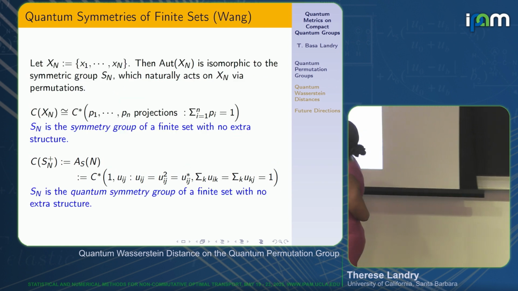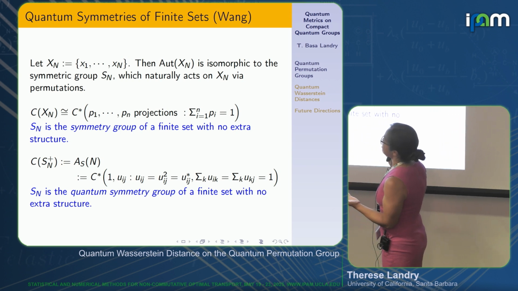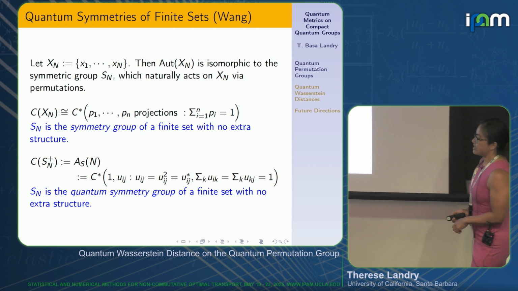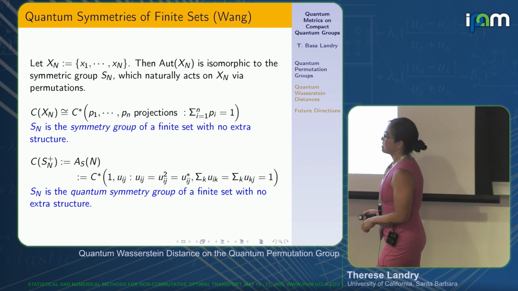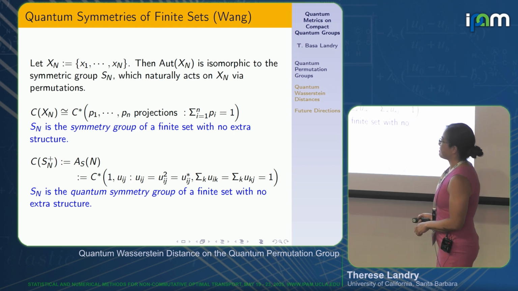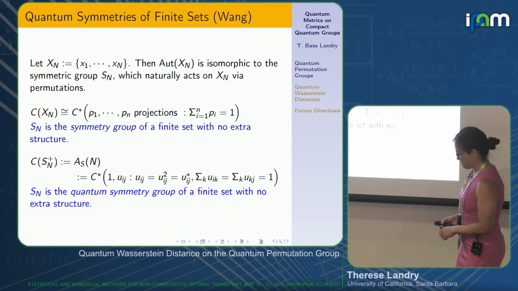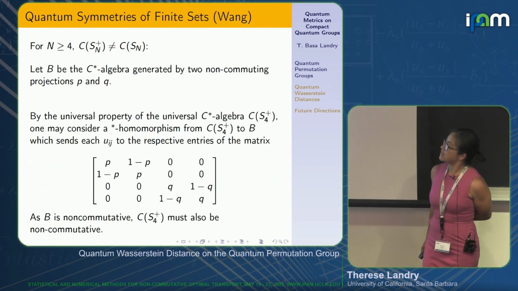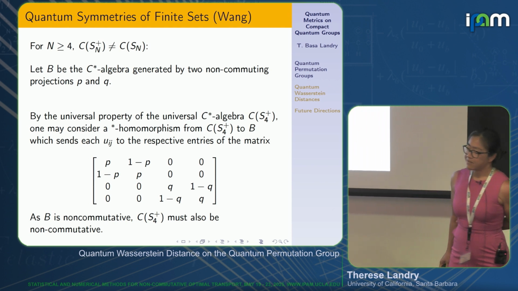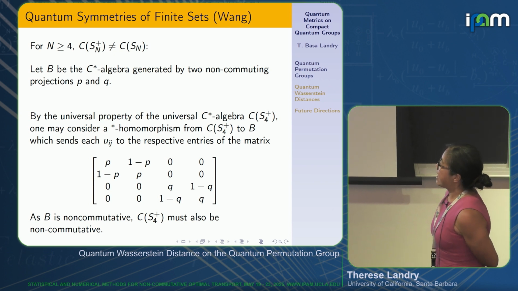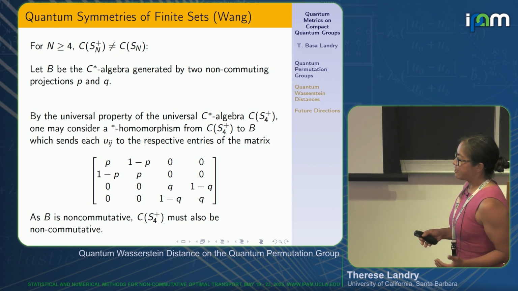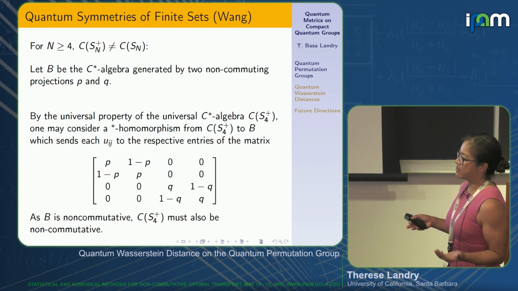And so we can view this as, in the first case where the projections commute, the symmetry group of a finite set with no extra structure, versus if we allow ourselves to take projections that are non-commuting, then we have the quantum symmetry group for a finite set with no extra structure. So the theory of quantum symmetries for finite sets is due to Wang. And it turns out that for up to 3 points, the two notions coincide.